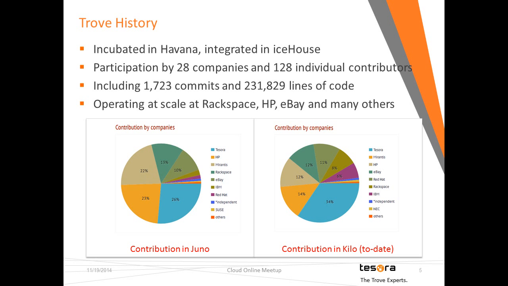But over the last two cycles, Juno and Kilo, participation has grown significantly. We've got almost 130 contributors, almost 30 companies participating, and as of the first of this month, when we counted up the size of the project, it's over 230,000 lines of code.